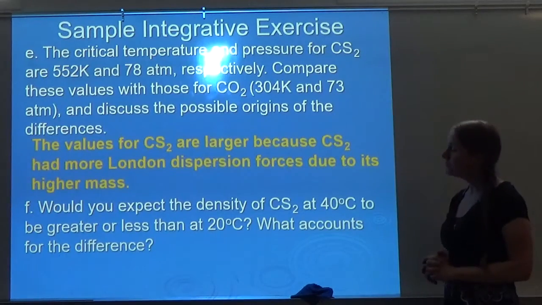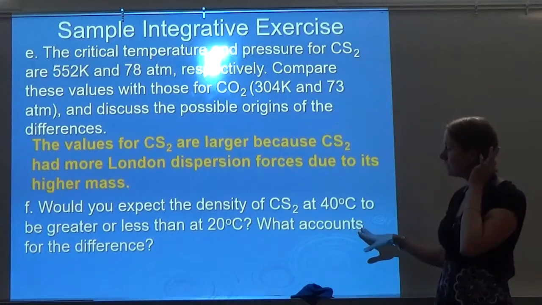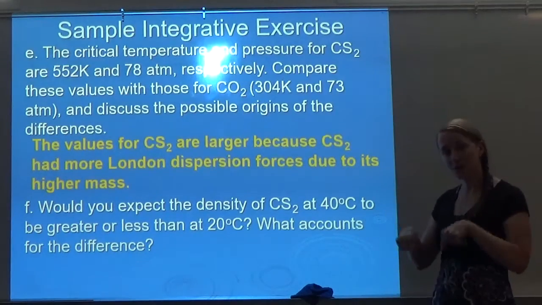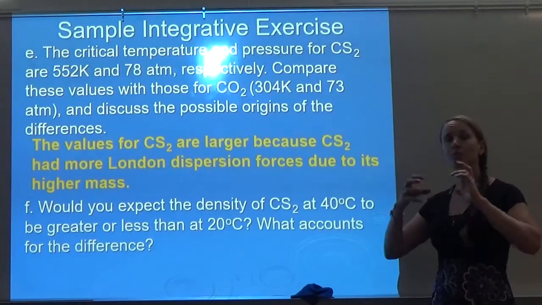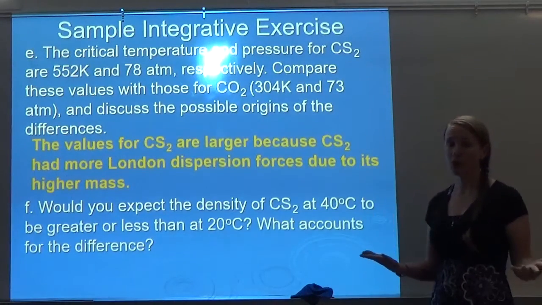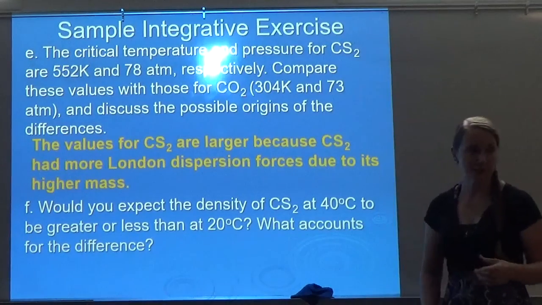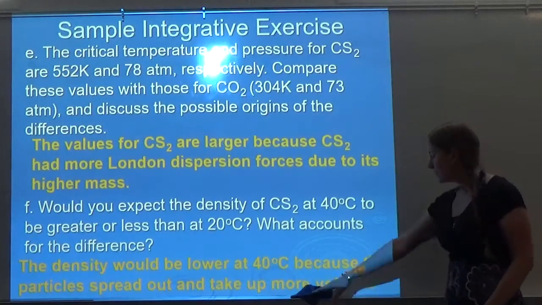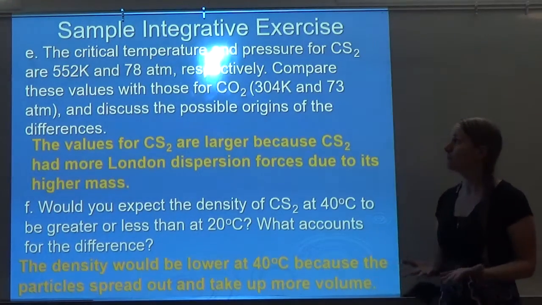And then the last one, would you expect the density of CS2 at 40 degrees Celsius to be greater or less than at 20 degrees Celsius? What accounts for this difference? Well, most substances, as you increase the temperature, density decreases, and that's because as you heat the particles, they want to spread out more, increasing the volume. If you increase the volume but the mass stays the same, density decreases. So the density would be lower at 40 degrees Celsius because the particles spread out and take up more volume.